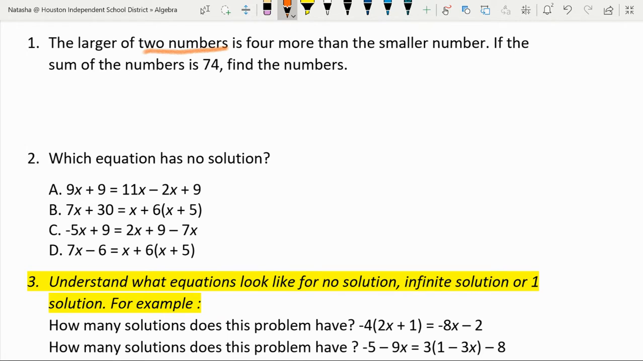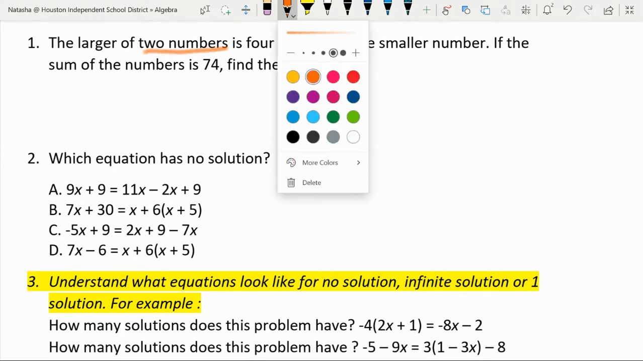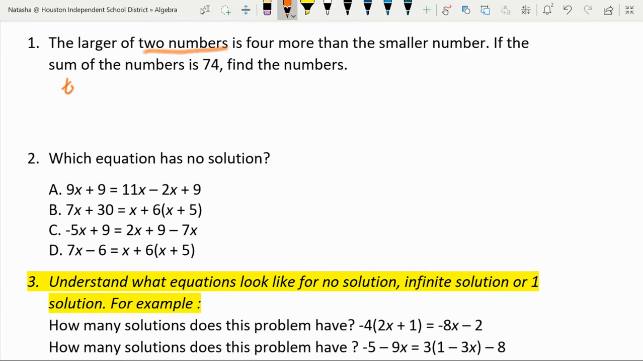Okay, so this is really easy to set up. You might think that it's really hard. So our first number, I'm going to write term 1, T sub 1, to represent the first term, and I'm going to call that x. And the second term, term 2, is the larger of the two, which is 4 more, and more represents plus, than the smaller number, which is x.